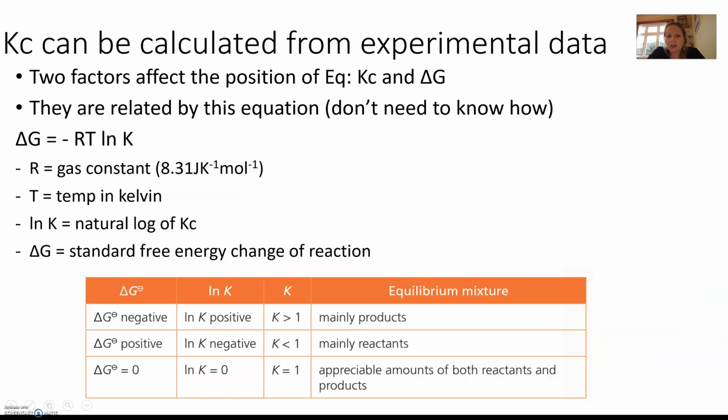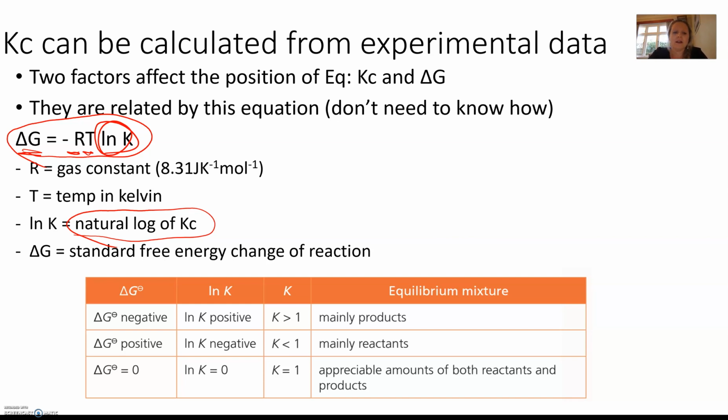So we can actually calculate equilibrium constants by using experimental data, okay? And we use both ΔG for this, and we also can relate your Kc by looking at your ΔG, gas constant, temperature, and ln K, the natural log of Kc, so it's just the log of Kc. So we can use this equation here. You don't need to know how it's derived, but we can use this equation to make calculations or predictions about the Kc.